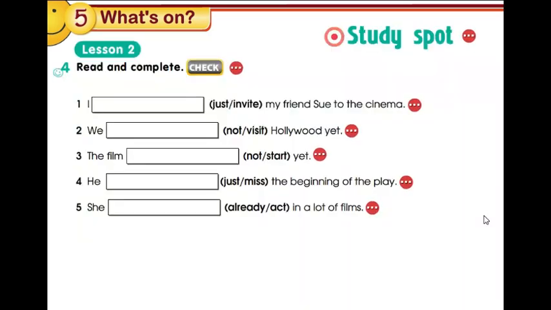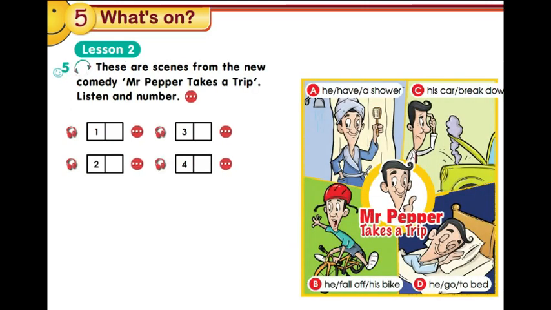And now let's practice the present perfect by doing some exercises. We have exercise number 4, which says read and complete. Now read the sentences and then put the verbs in brackets in the present perfect. And then we have exercise number 5. These are scenes from the new comedy Mr. Pepper Takes a Trip. So let's listen to the recordings and then let's put numbers.